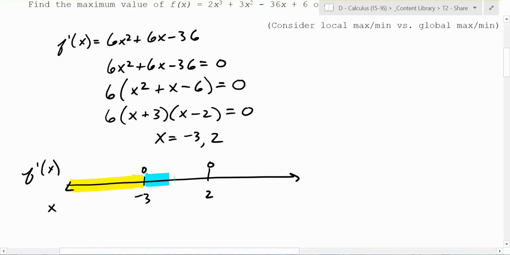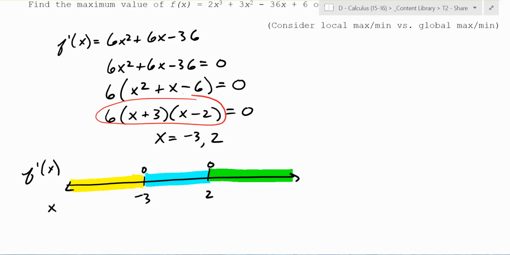We have the blue region and we have the green region, right? So you want to know, are they positive or negative? So let's do the yellow region, to the left of -3. Here's the derivative, to the left of -3. If I plug in -5, if I plug in -10, is it going to be positive or negative? Positive. It's going to be positive.